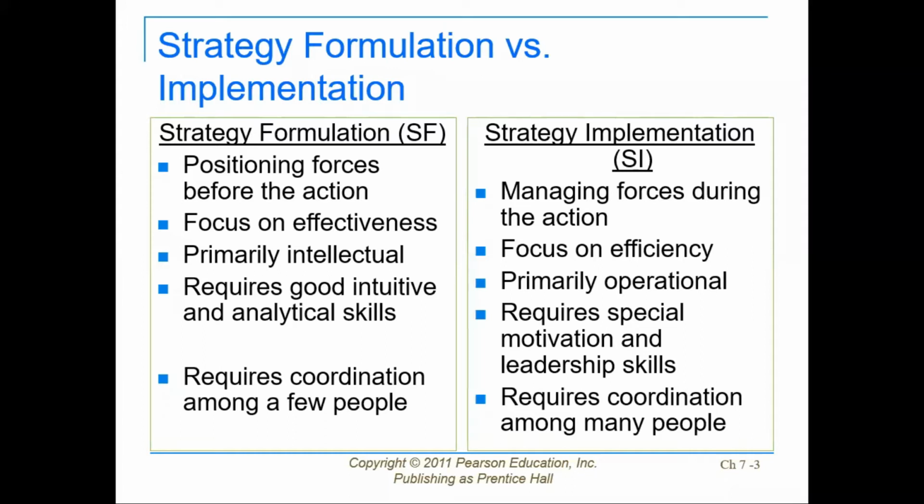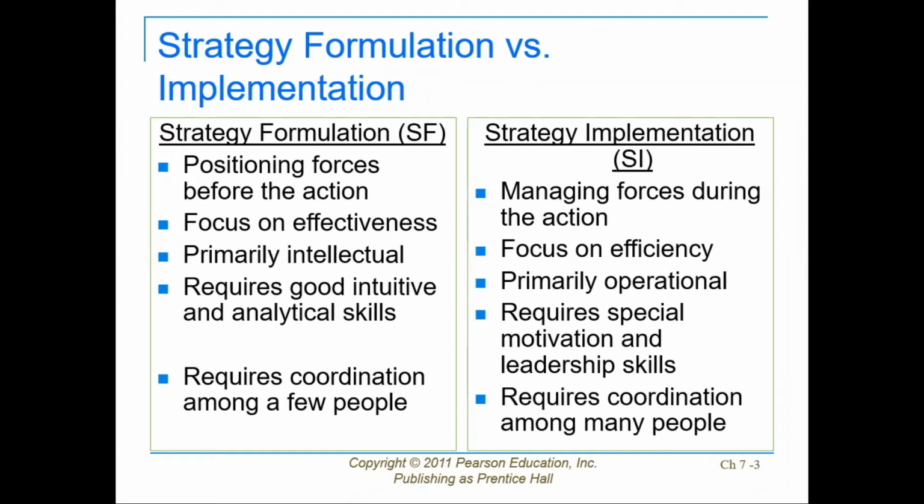Obviously, when you are implementing a strategy, you have to evaluate that strategy on a daily basis. You have to evaluate the efficiency of that strategy, whether it is giving us the required results or not. And that is based on the primarily operational, because now you're at the operations stage, you're not at the building stage, because the formulating stage is the building stage of the strategy.